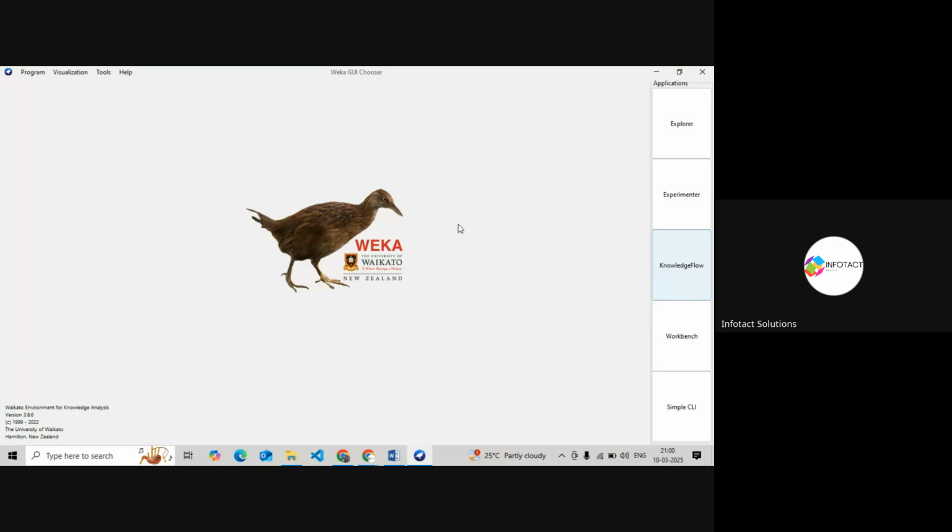Weka is a powerful, user friendly and versatile tool for ML and data mining, and it is widely used for research and industry due to its rich collection of algorithms, easy to use interface, and extensive evaluation tools. And no use of coding language. Without any prior coding, we can go for this, right?